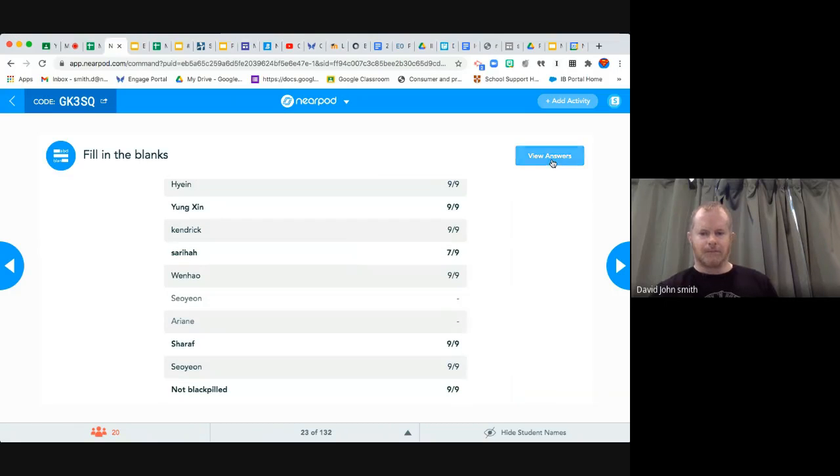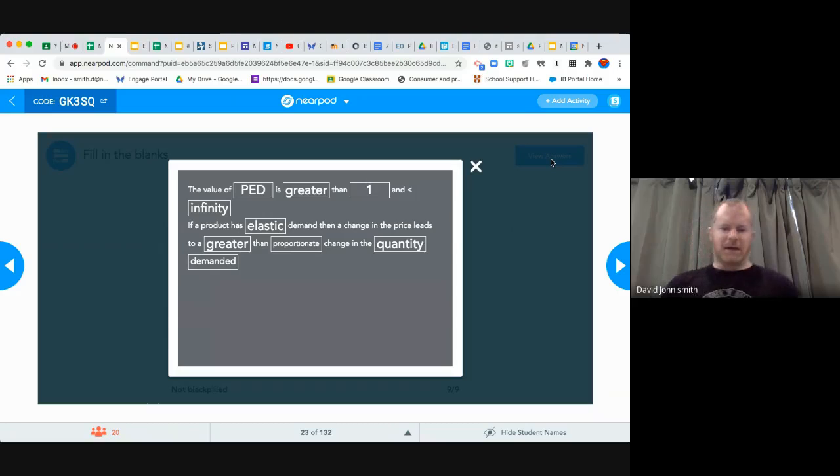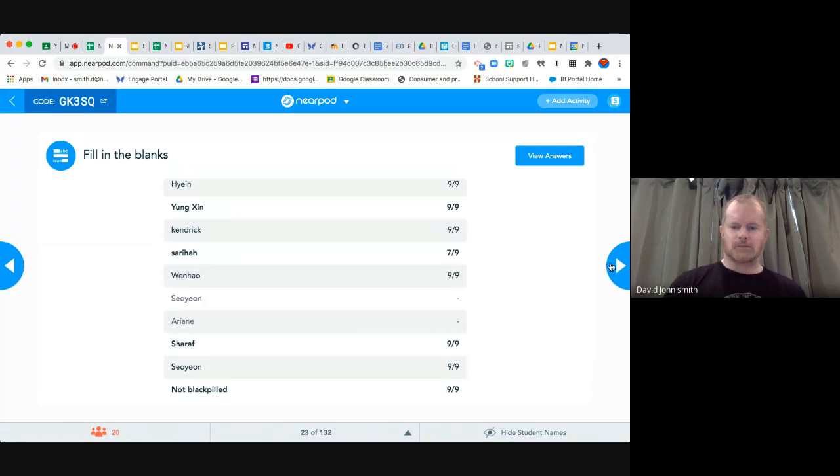All right. If the value of PED is greater than 1 and less than infinity, we say it is elastic demand, because the change in the price level will be greater than the proportional change. So it leads to a greater than proportional change in the quantity demanded. Good.